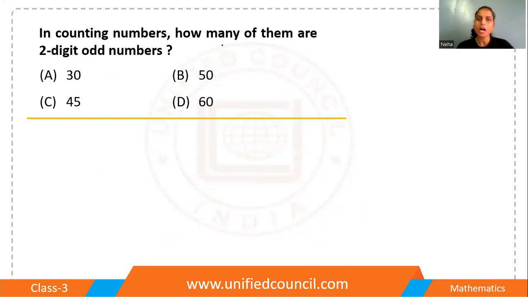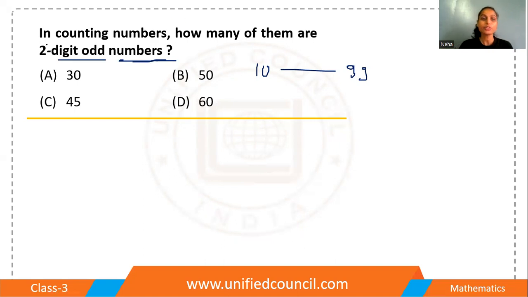In counting numbers, how many of them are two-digit odd numbers? Okay, so the question is asking for two-digit odd numbers. First of all, they are asking for two-digit numbers. So two-digit number starts from 10 and ends with 99. Right? Because 9 is a one-digit number and after 9, 10 will come. This is a two-digit number. And 99 is the two-digit number. So after 99, 100 will come. So two-digit numbers start with 10 and end with 99.